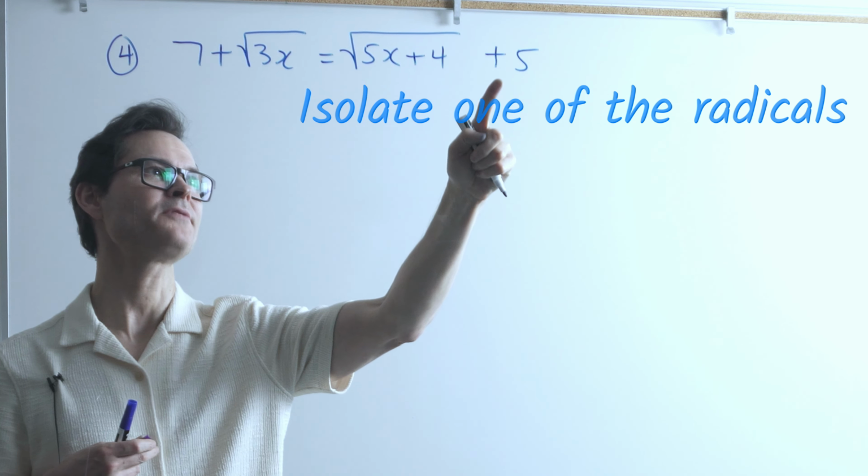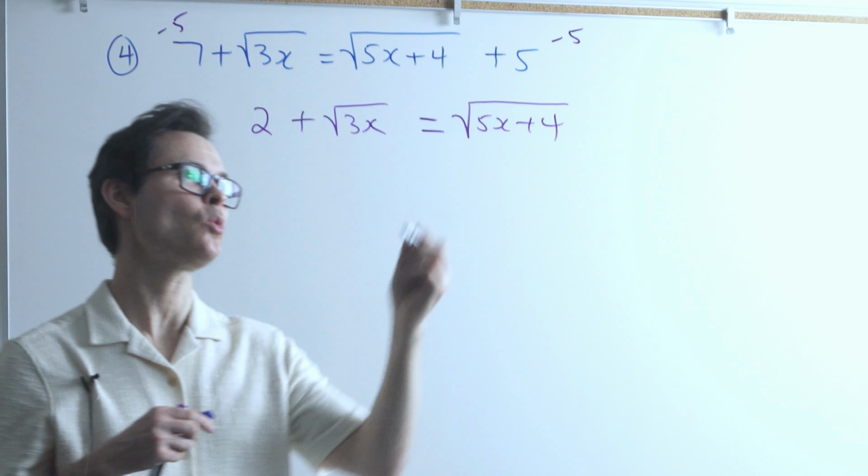I've got a positive 5 here, and that's going to come over to the other side. And so in other words, I'm thinking of subtracting 5 from both sides. And then that allows me to isolate that radical. So it equals the square root of 5x plus 4. And over here, the 7 minus 5 gives me a 2. And then I've got a positive root 3x. So I've got this thing isolated, and now I do what I did previously. I square it.